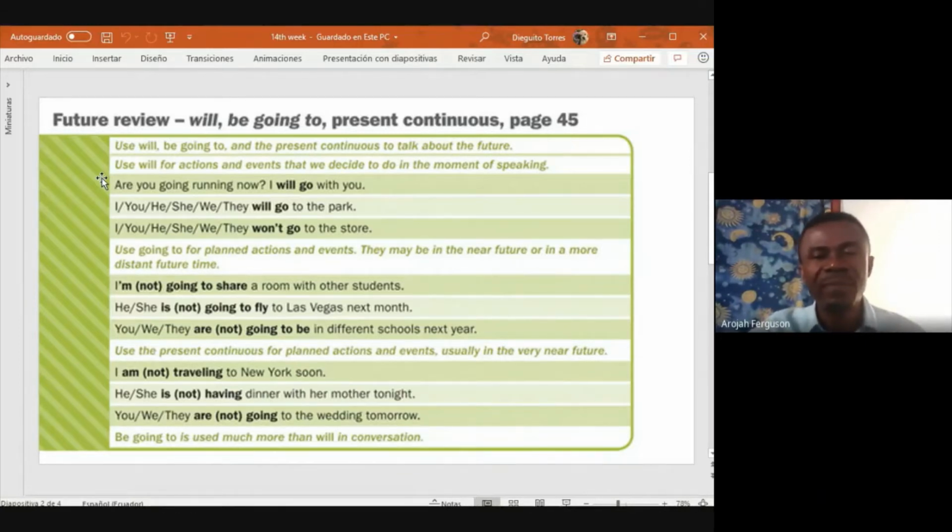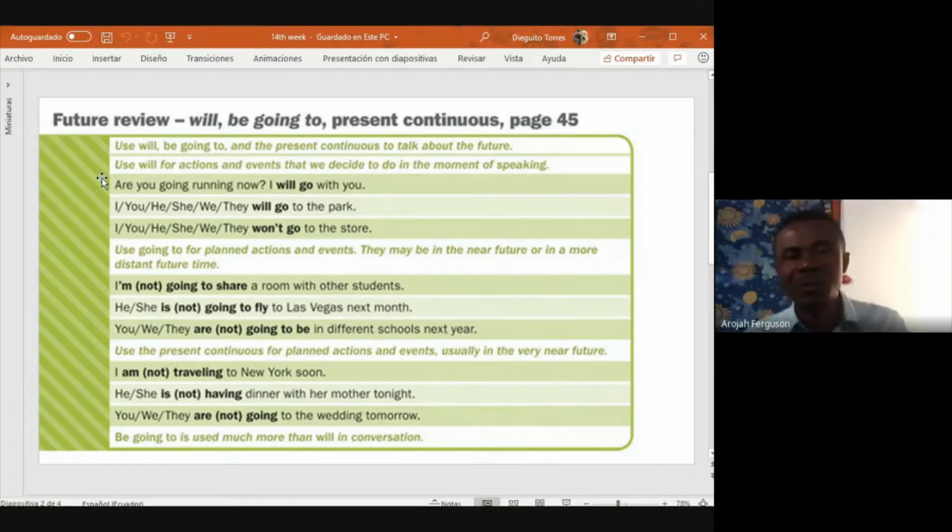So if you don't stop talking, I will tell your teacher. If you don't stop misbehaving, I will tell your mother. So these are examples. We use will to talk about an event or an action that we decide at the very moment. Or I say keep quiet in class. If you don't keep quiet, I will ask you out of the class. Very good. So these are examples of how we use will.